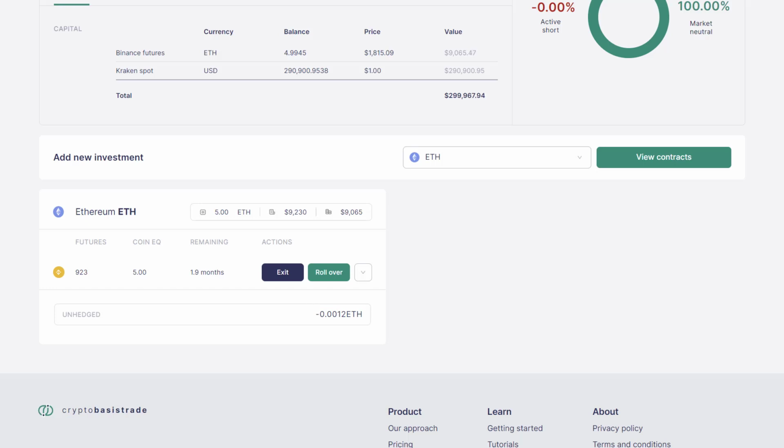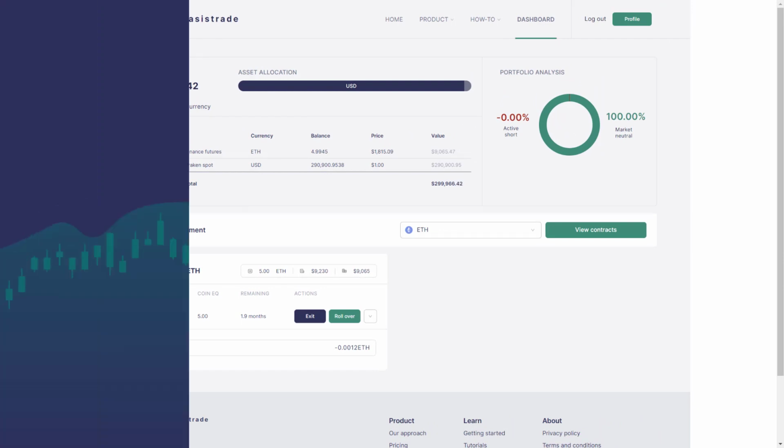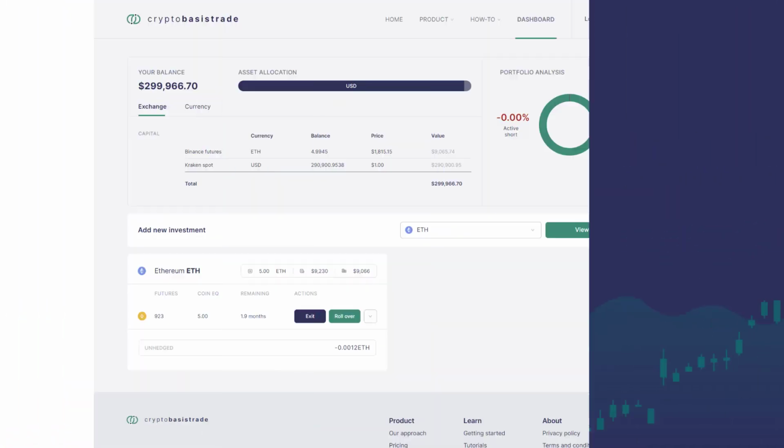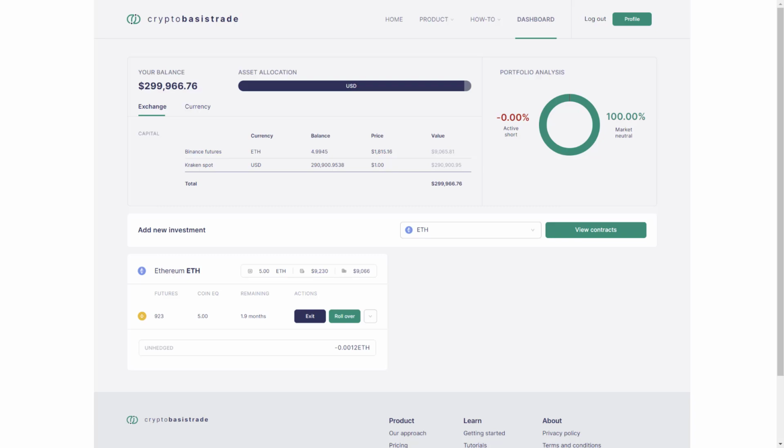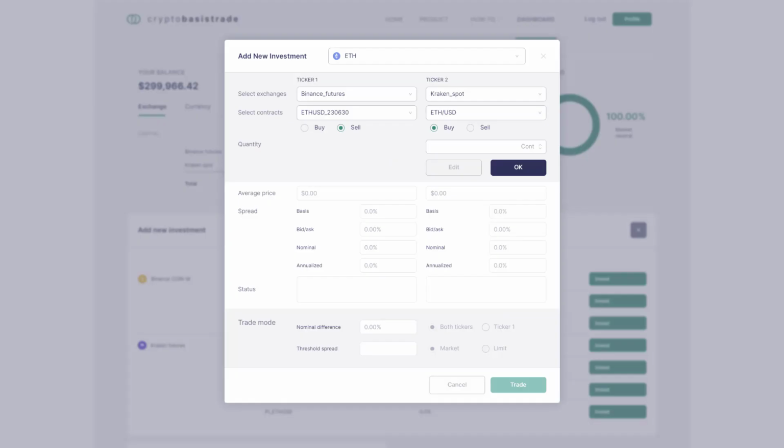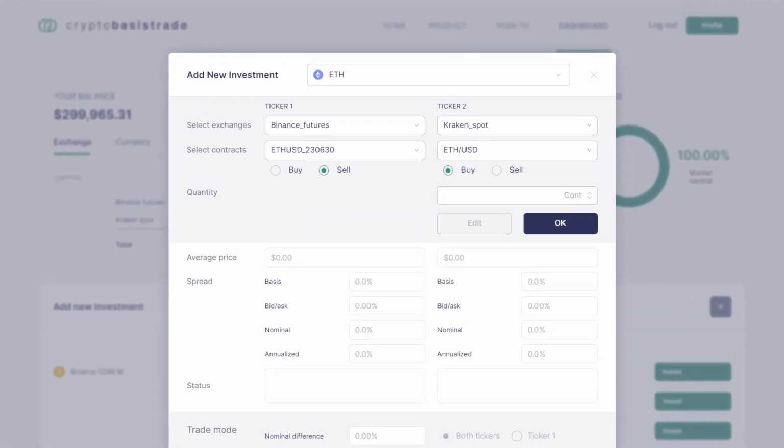Next, we will start building up our arbitrage position. Let's launch the trader again. As previously mentioned, an arbitrage position is established by buying cryptocurrency and selling an equivalent number of futures contracts. Earlier in this tutorial, we chose Ether and a corresponding coin margin June futures contract on Binance for our arbitrage. Check the parameters for both legs of the trade. Sell June Ether futures on Binance and buy spot Ether on Kraken.